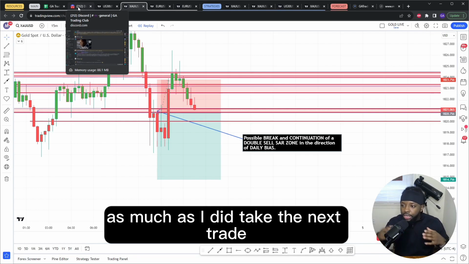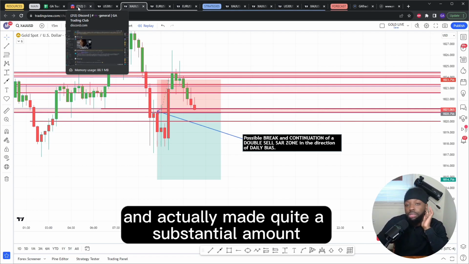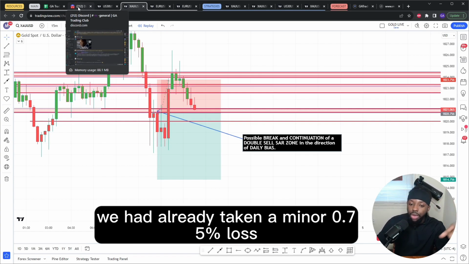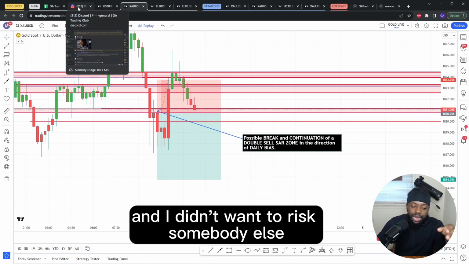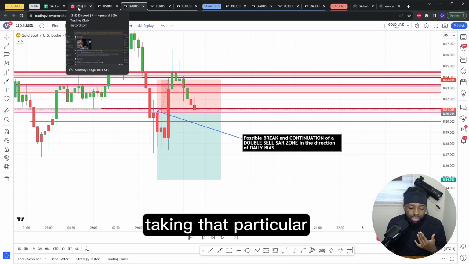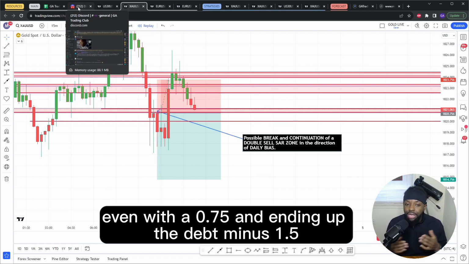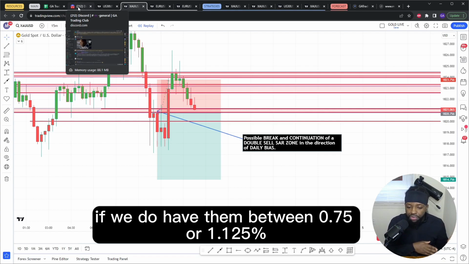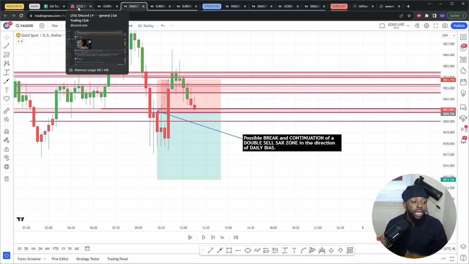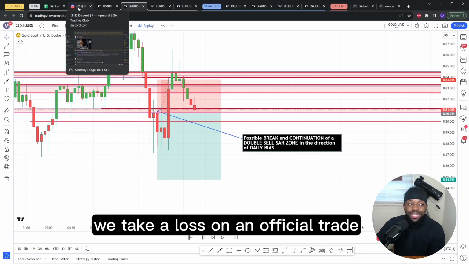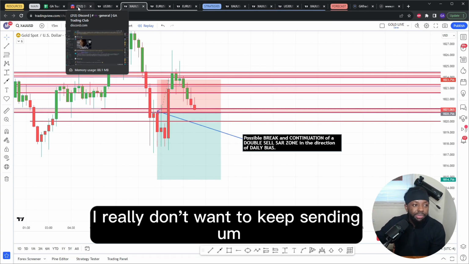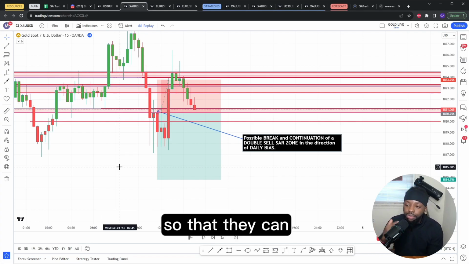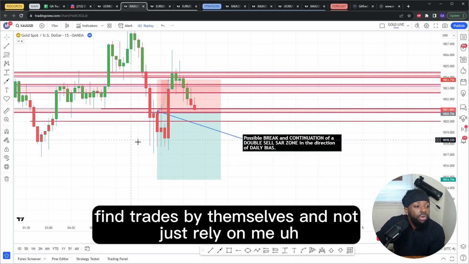So for this one, as much as I did take the next trade and it hit full TP for me and actually made quite a substantial amount, I didn't send it as an official trade. I sent it as a trade idea. The reason is we had already taken a minus 0.75% loss, and I didn't want to risk somebody else taking the next trade, even with a 0.75, and ending up the day at minus 1.5. So I normally try to keep our losses, if we do have them, between 0.75 or 1.125%. But normally when we take a loss on an official trade, I really don't want to keep sending other trades. Which is why it's key for people to learn the strategies, so that they can find trades by themselves and not just rely on me for the trades that they take.